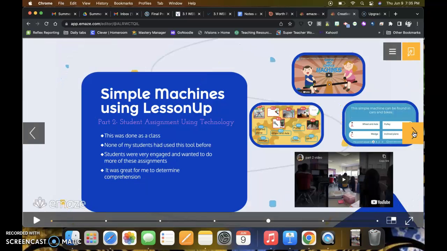The second part consisted of a student assignment using technology. For this part, I decided to use Lesson Up. I asked students if they had ever used Lesson Up before, and they all said no. They were like, no, what is that? And I had never used it before.